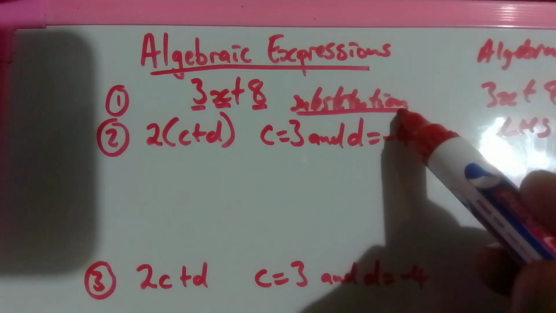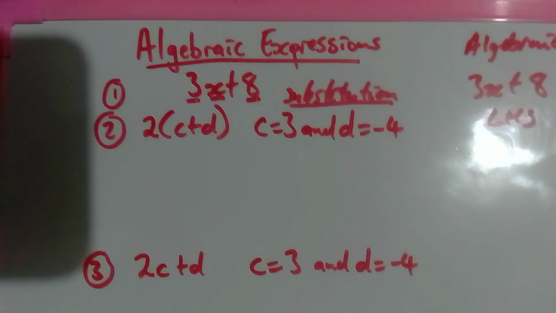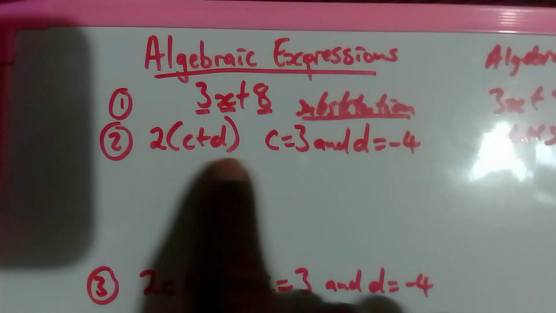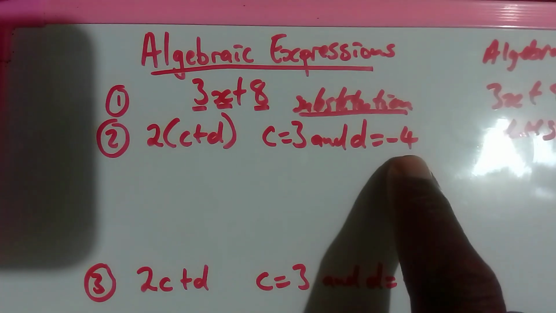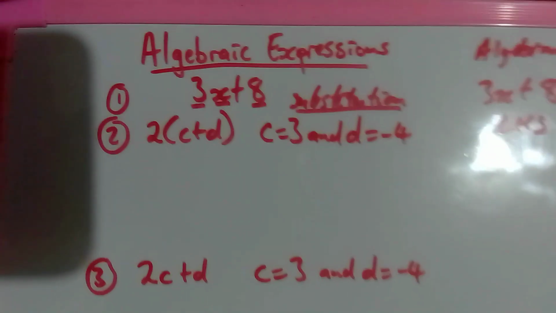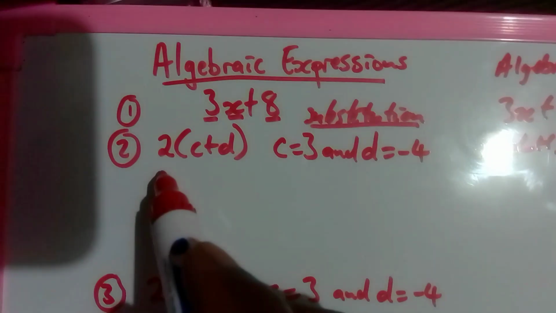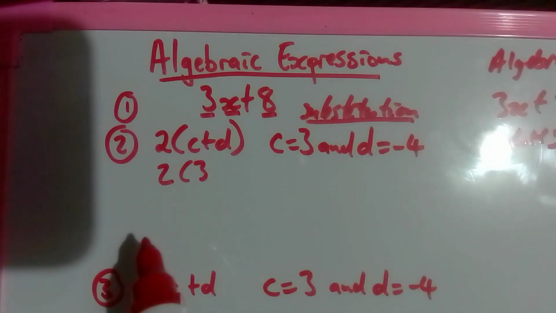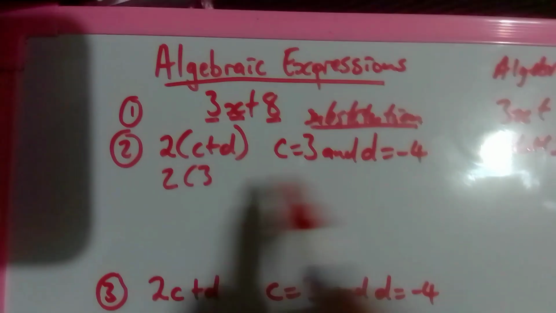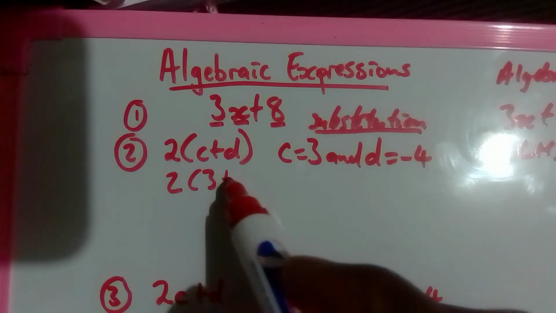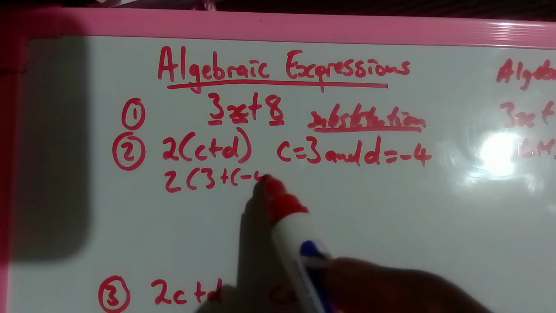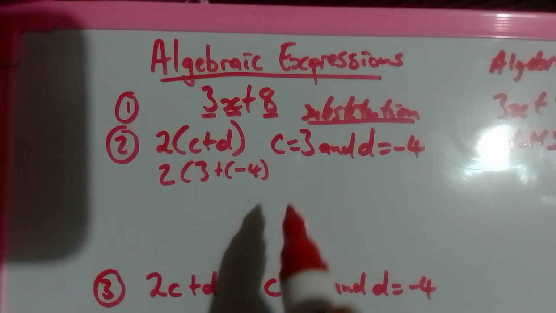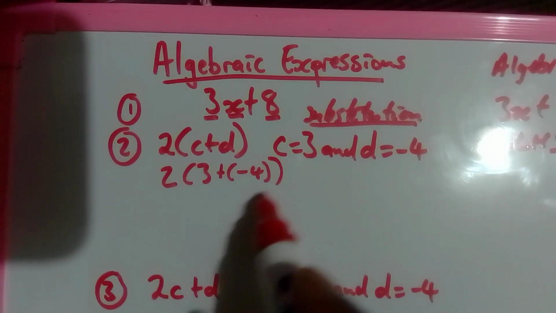What is substitution? Substitution simply means to replace. So in other words, we are saying that where there is c, we replace with 3. Where there is d, we replace with negative 4. Okay, so let's go ahead and calculate. Now I'm going to say 2 open bracket, where there is c, now I am writing the 3. Then where there is d, I now say I've got a plus open bracket and a minus 4 like this, right? Then I close the bracket.